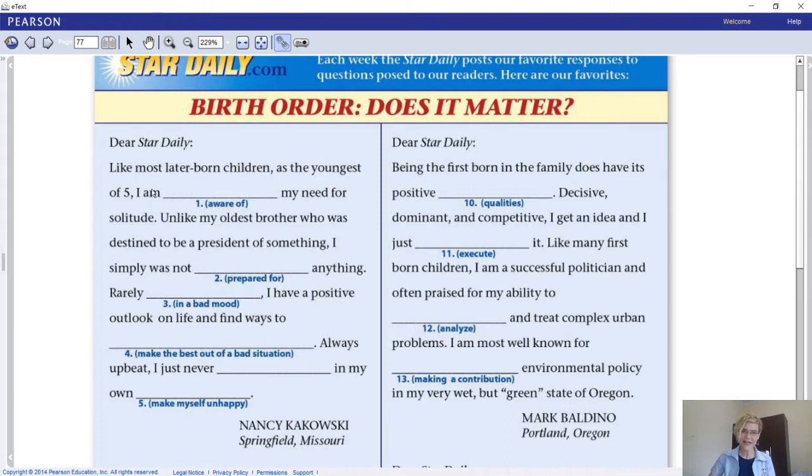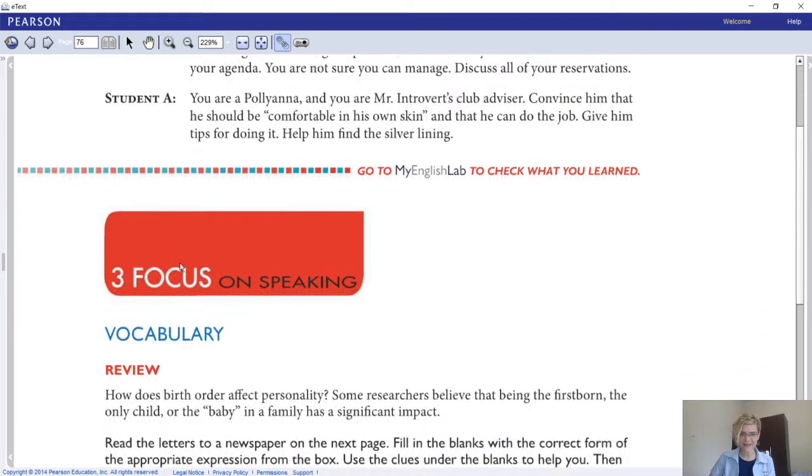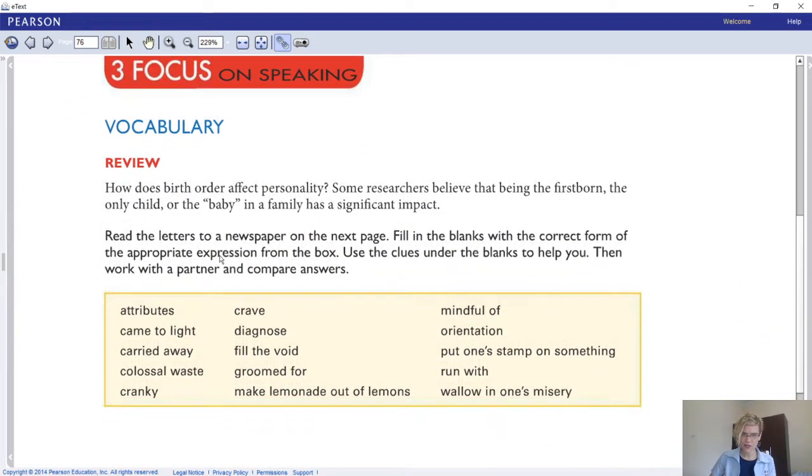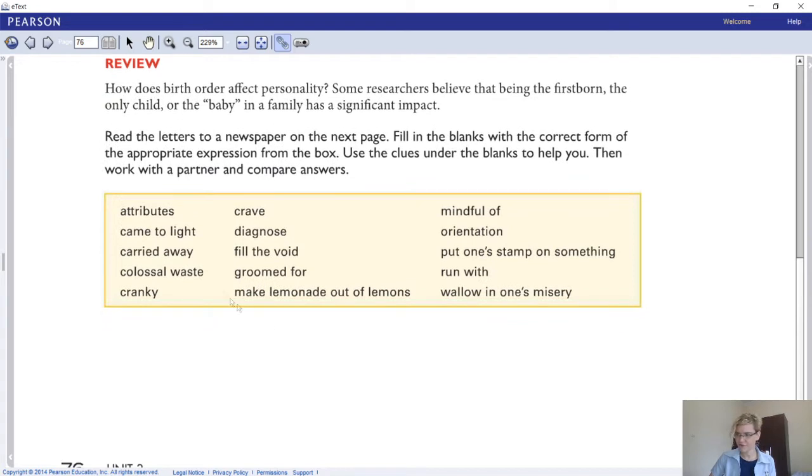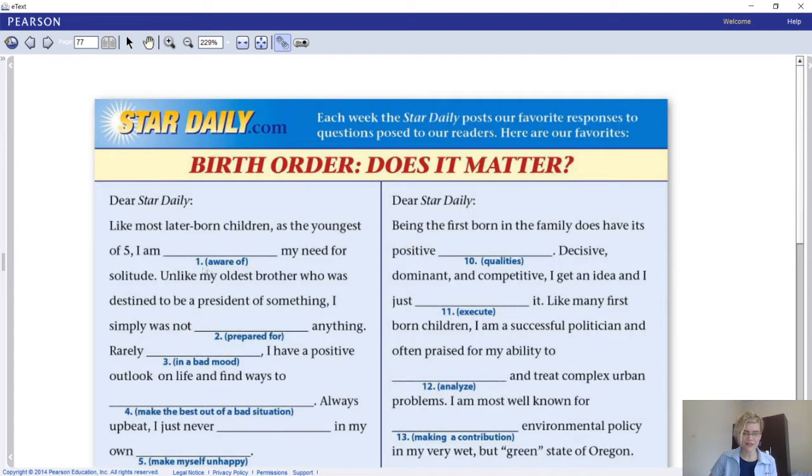Dear Star Daily, like most later born children, as the youngest of five, I am... Here we have the phrase "aware of." Now you have to find the word or phrase that resembles "aware of." Which one in this list is it? In this case, that is "mindful of." Mindful of is a synonym for aware of. So here you will write mindful of.